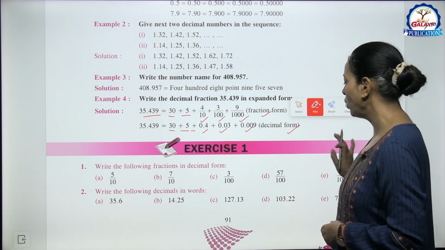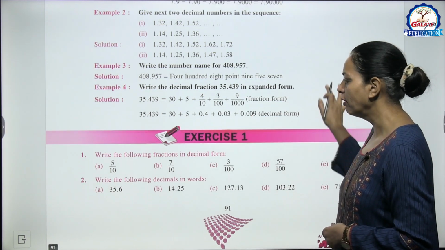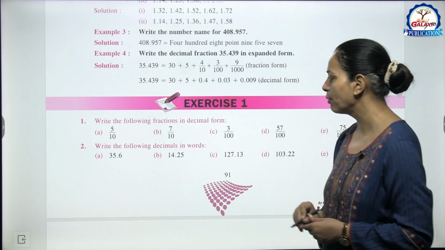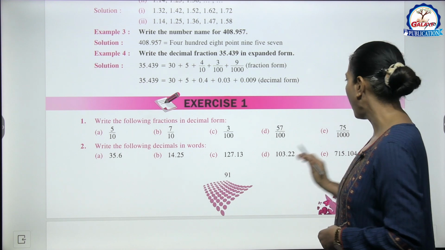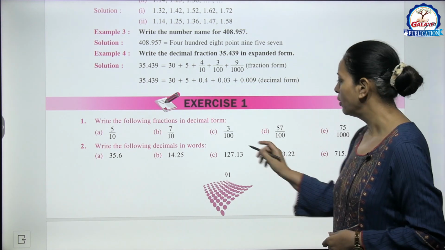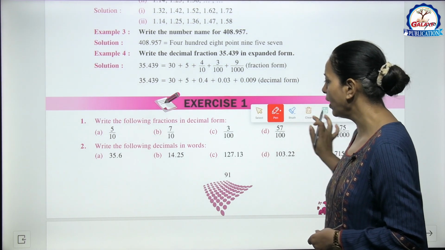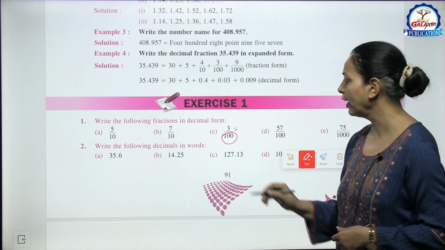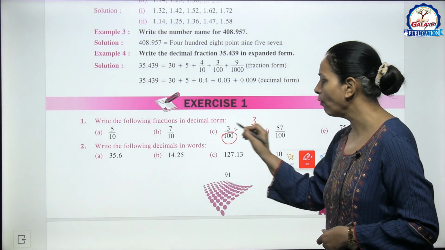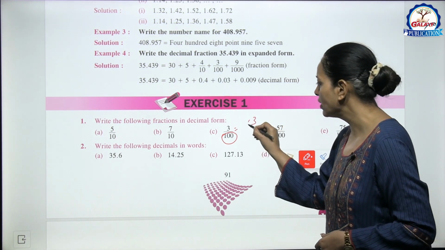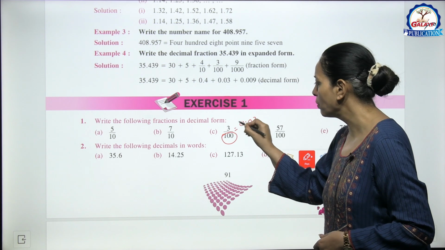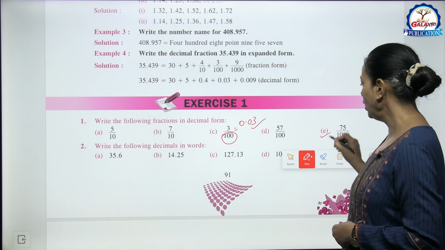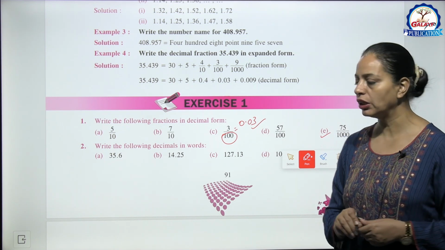Now we are coming to exercise 1. Here question number 1, write the following fractions in decimal form. Like here C part, 3 upon 100. So the denominator is 100, then what will you do? Where will you put the decimal? Before 2 digits. We have 1 digit, 3, so add 1 zero here. So this becomes 0.03. Okay, like here E part, 75 upon 1000.